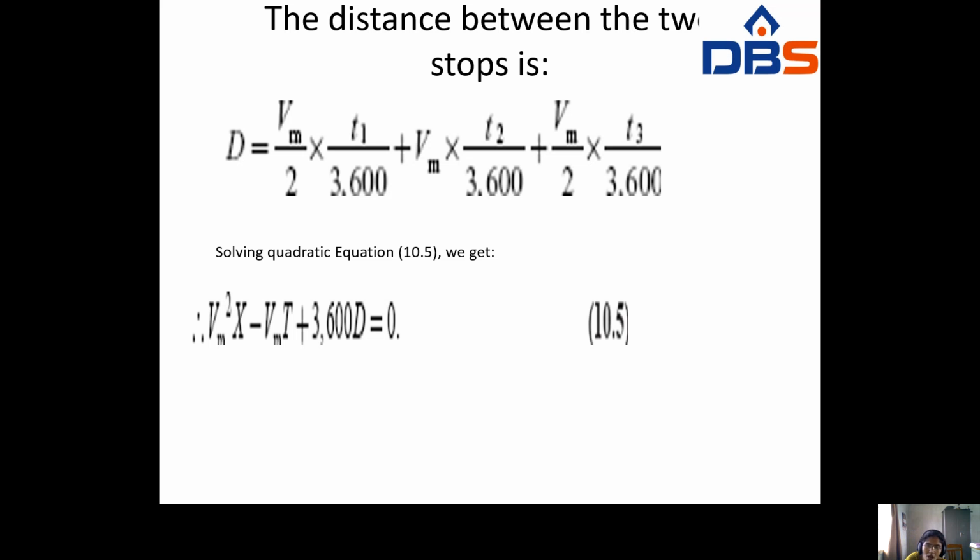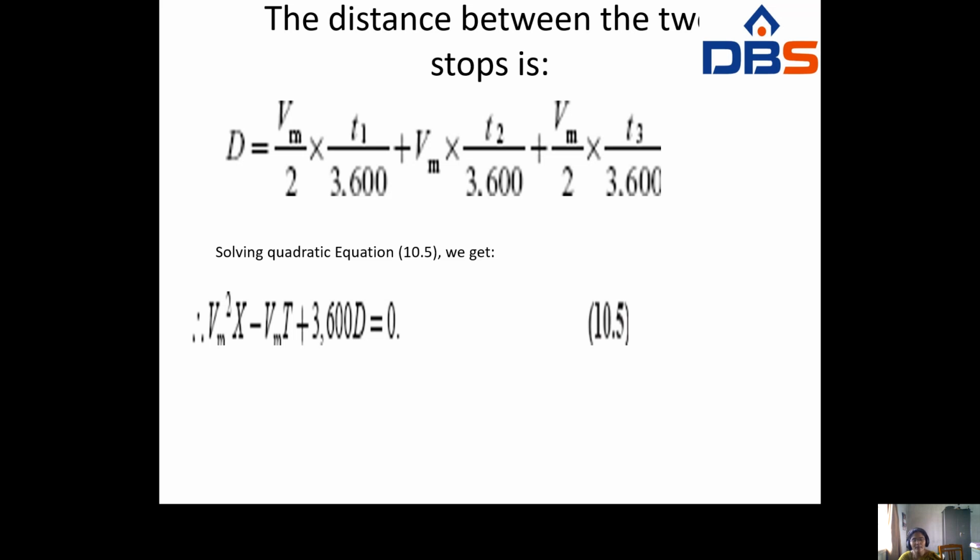Here the distance between the two stops is D equal to: first, the distance traveled during the acceleration period, which we got in the previous slide, Vm by 2 into T1 by 3600, plus the distance traveled during the free running period, Vm into T2 by 3600, plus the distance traveled during retardation, Vm by 2 into T3 by 3600. In all terms you have 3600, so multiplying by 3600 we get 3600D equal to Vm T1 by 2 plus Vm T2 plus Vm T3 by 2.